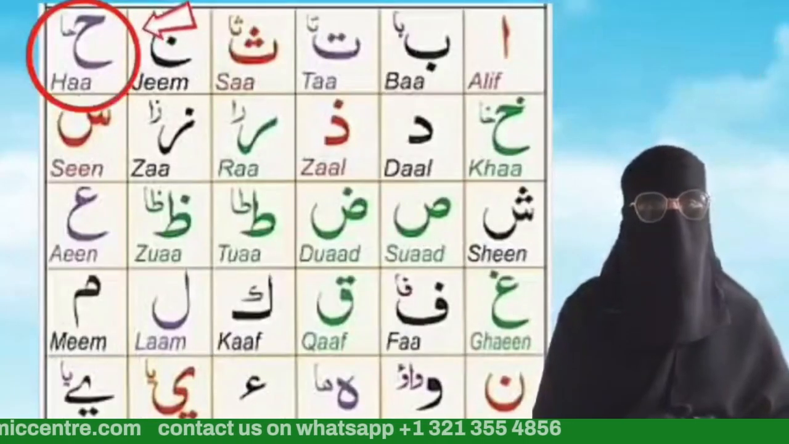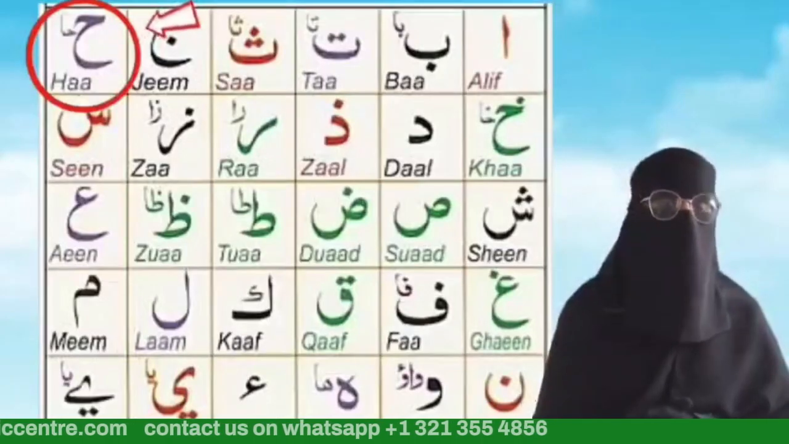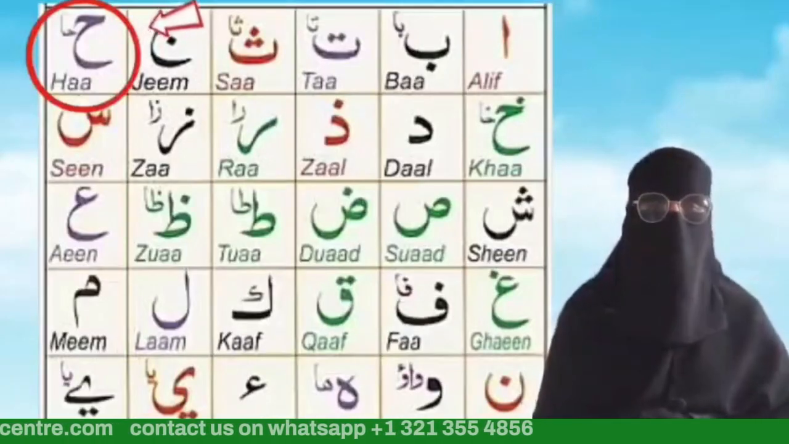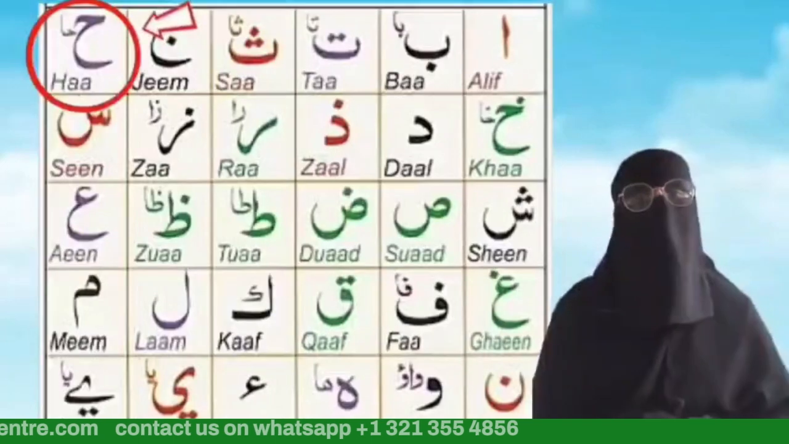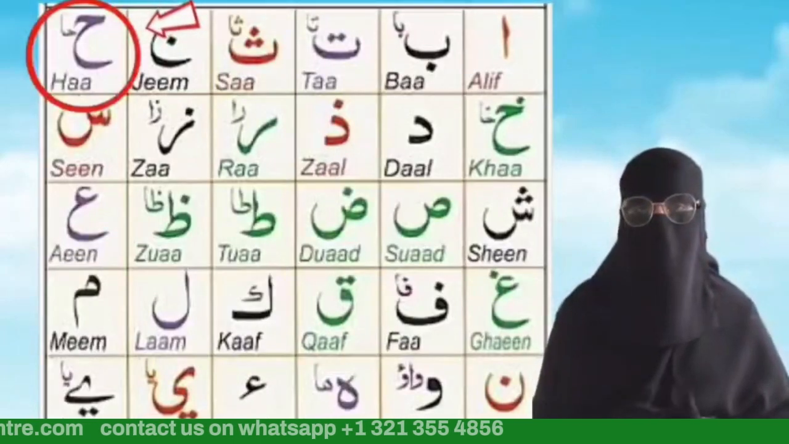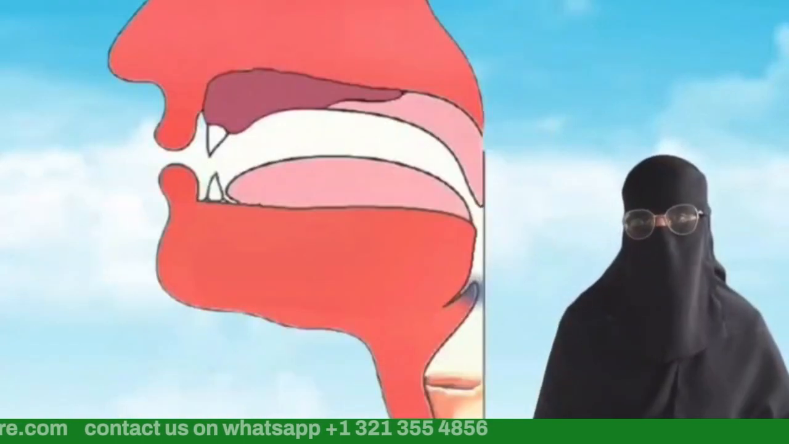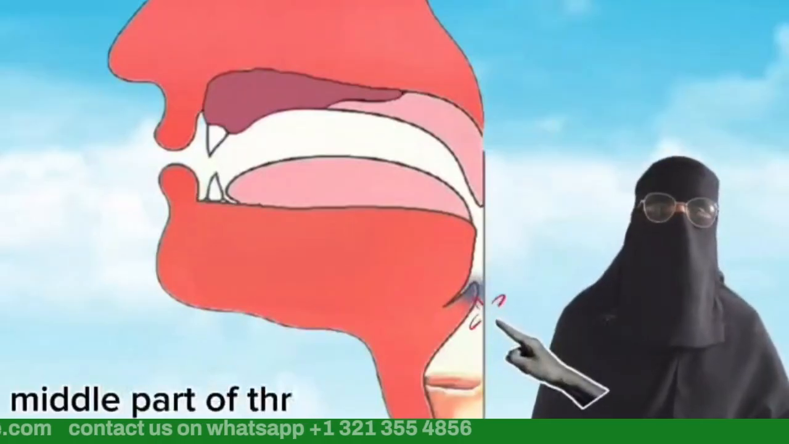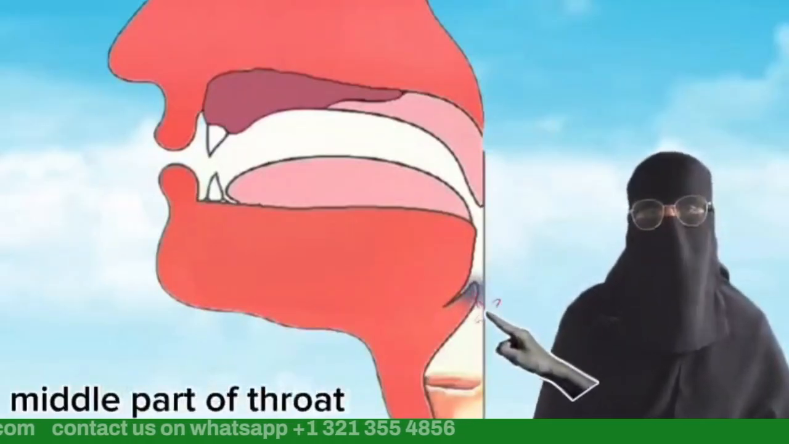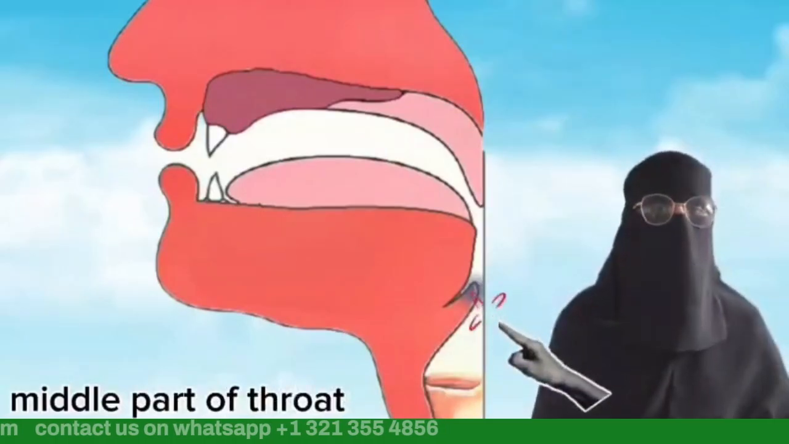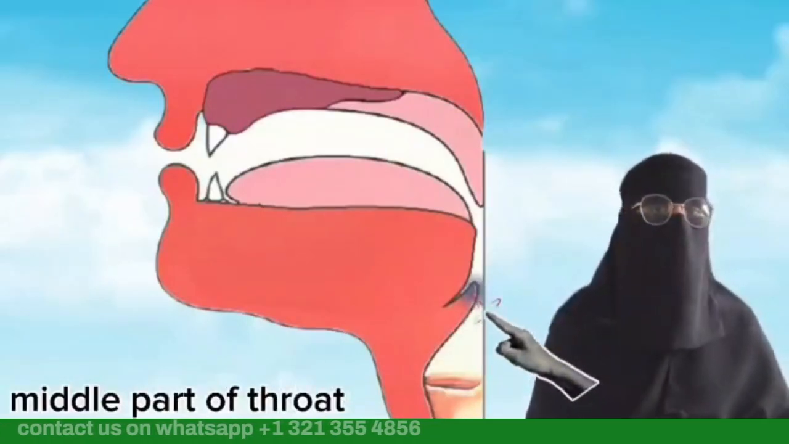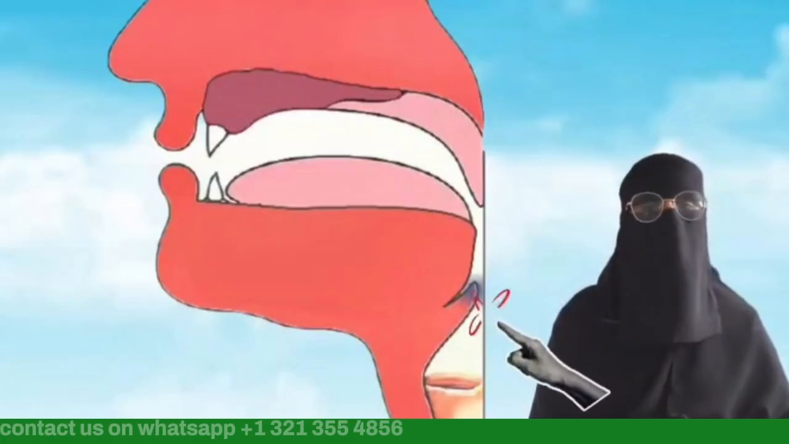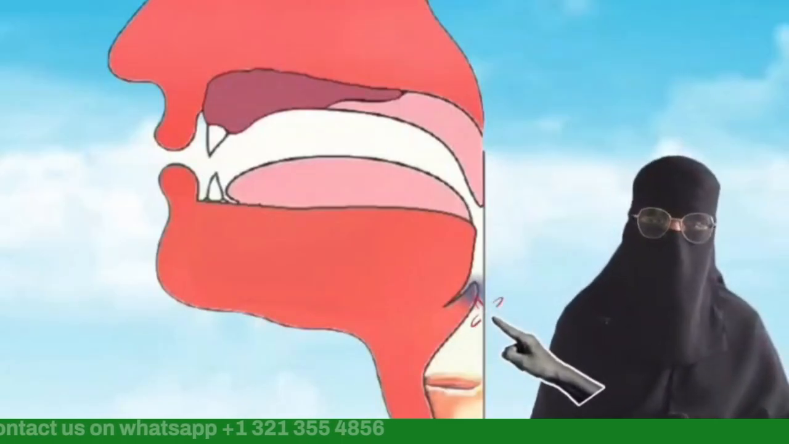The point of emission of Ha: remember that some of the letters we have to pronounce from our throat, but each letter has a different part of the throat. So you have to pronounce Ha from the middle part of the throat. You will not go down, as we did with alif, the deepest part. You have to say it with the middle part of the throat with a very soft and light sound.